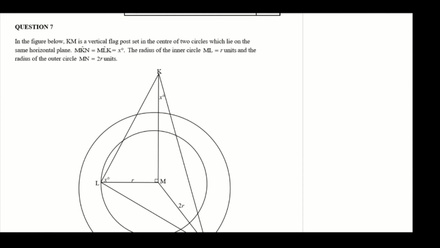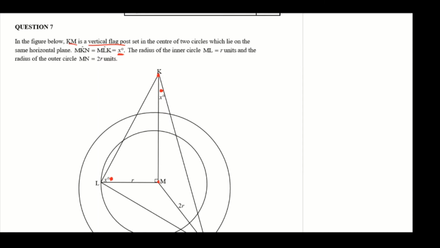So now we're given this case where a figure has KM, which is a vertical flag. We are told KM is a vertical flag, so you can see here this is KM. It is set in the center of two circles which lie on the same horizontal plane. So angle MKN is equal to angle MLK, which is x. As you can see, this x value here is the same as this x value there.